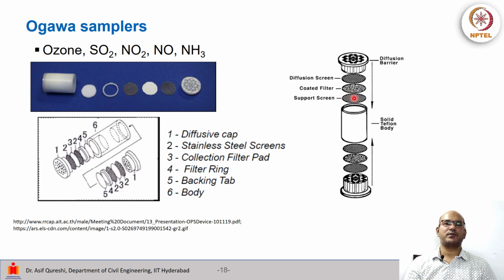Then we will have the support screen. And we will have a solid Teflon body into which these will fit in. This is how these may look like. So diffusive barrier, then diffusion, this stainless steel screen, then the filter, coated filter, then again we have the stainless steel screen, then we have a filter ring, this one, then we have the backing tab, and then we have the body.